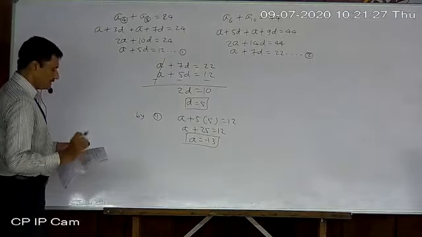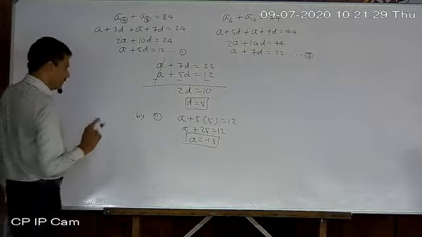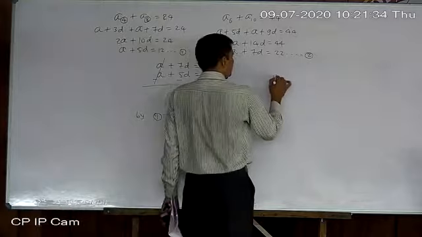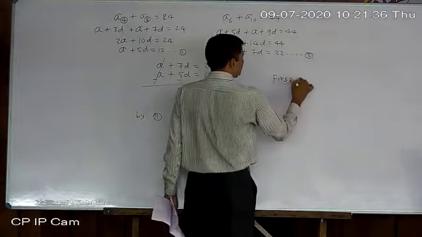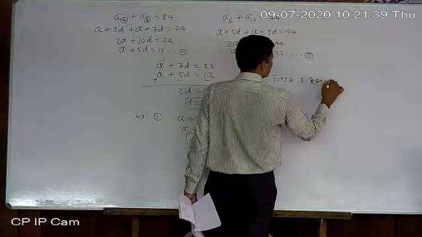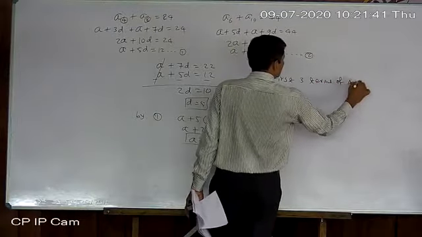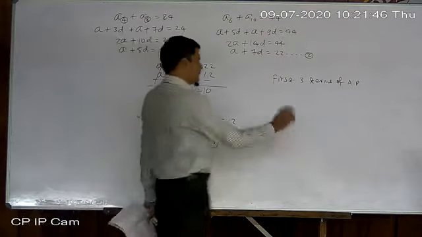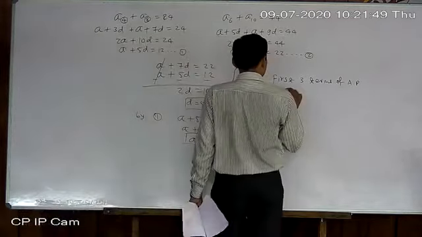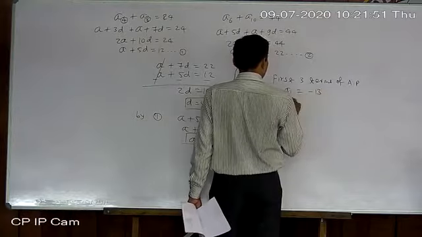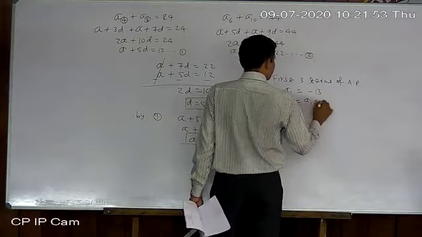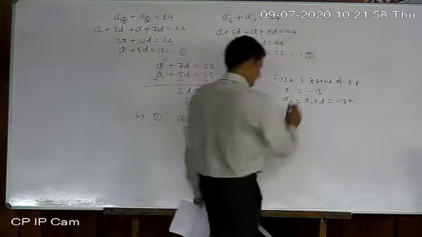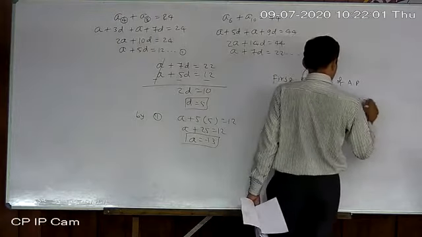Now, find the first 3 terms of the AP. So I write here, first 3 terms. Start from A1, which is minus 13. So the first term is minus 13. The second term is A1 plus D, so minus 13 plus 5. So it is minus 8.